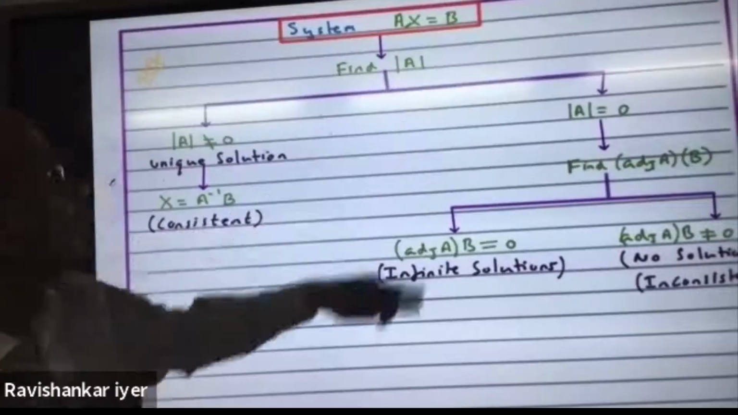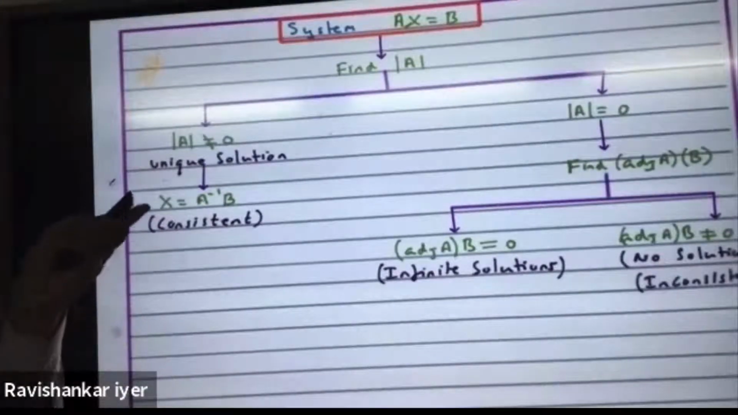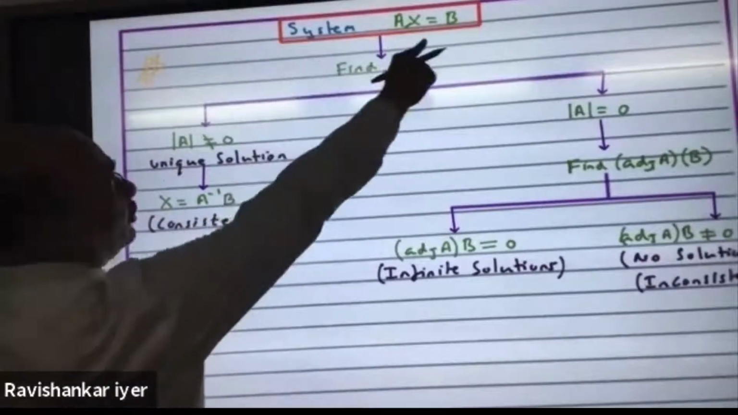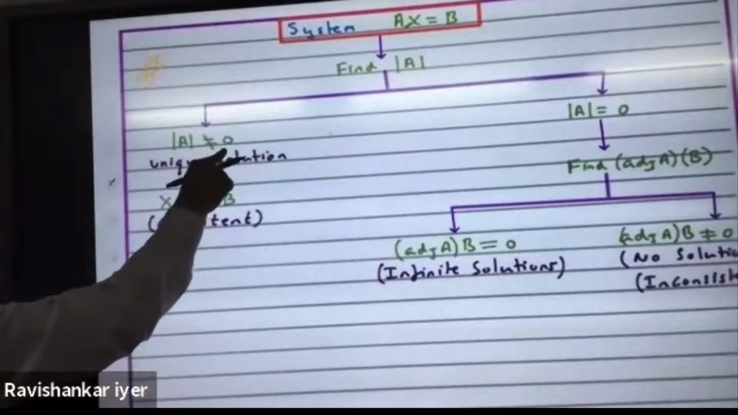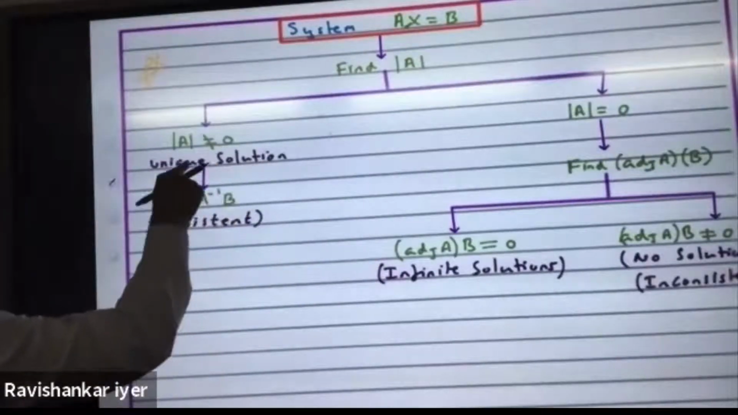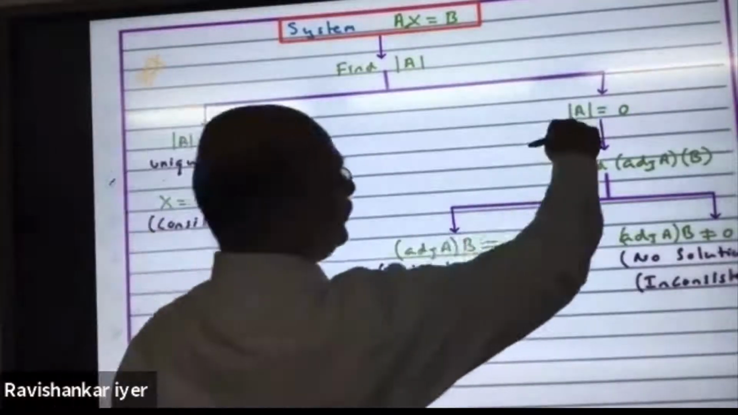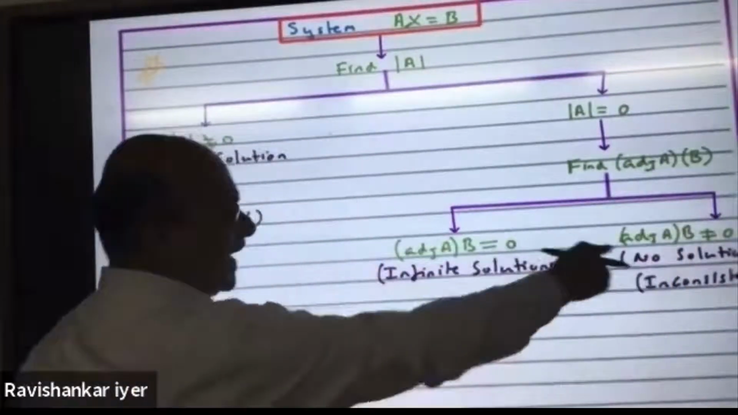The given system is AX equals B. Find determinant A. If determinant A is not equal to 0, it is a unique solution, X equals A inverse B, consistent. If determinant A is equal to 0, find adjoint A into B and the chart continues.